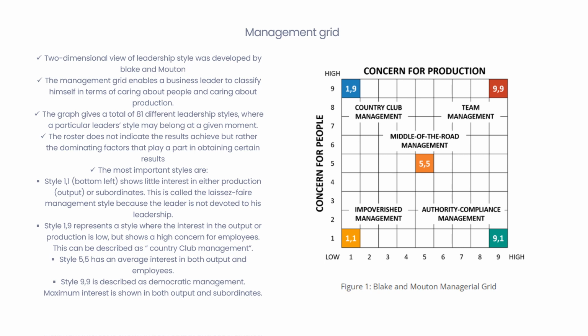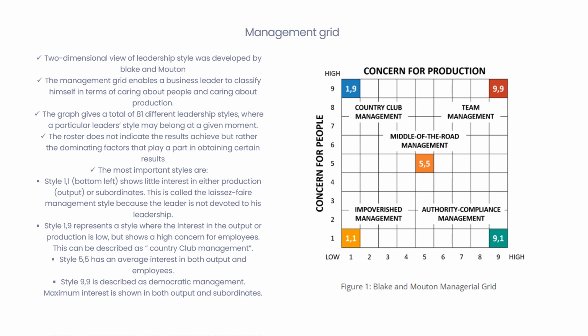Now, when you go to 1-9, the 1 is horizontal, so it means we have no concern for production. 9 is vertical, we have concern for people. So you don't mind production, you only mind the people. They call this country club management. You just play with people, but what about the production?